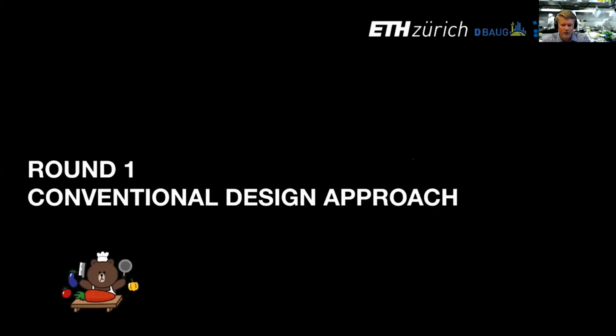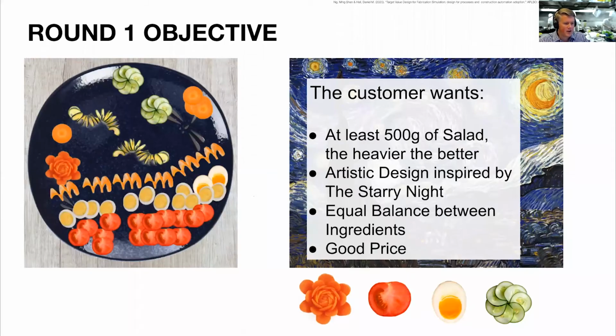This is how it's going to work. Round 1 is going to be a conventional design approach. Now, we don't have ESSIA in our phases for restaurants, but we do have a very structured process we'd like you to follow. And here, first, we'll start with the objectives. So what the customer wants. Pay attention.